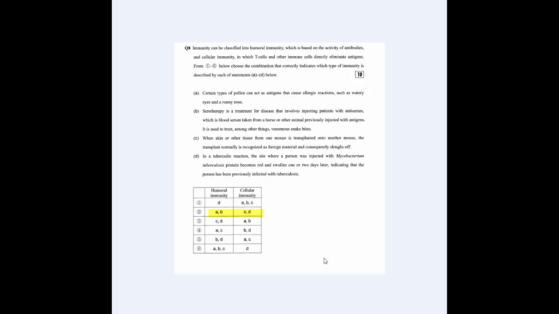C and D. C: when the skin or other tissue from a mouse is transplanted into another mouse, the transplant normally is recognized as foreign material and consequently sloughs off. And D: in a tuberculin reaction, the site where a person was injected with Mycobacterium tuberculosis protein becomes red or swollen 1 or 2 days later, indicating that the person was previously infected with tuberculosis. That's cellular immunity.